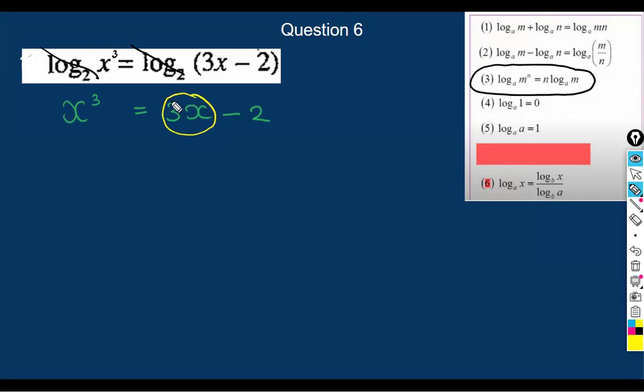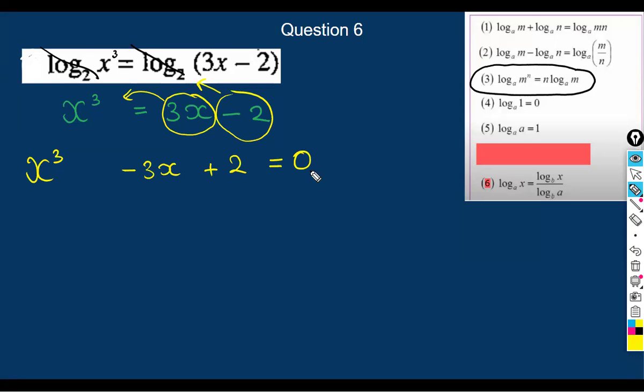So what you have to do is throw everybody on the same side first. You're going to get x cubed, you throw across positive 3x, and minus 2 becomes positive 2, is equal to 0. Do you all remember how to solve these? I used to call these quadratics, but that's not the real name, that was just my nickname for them.